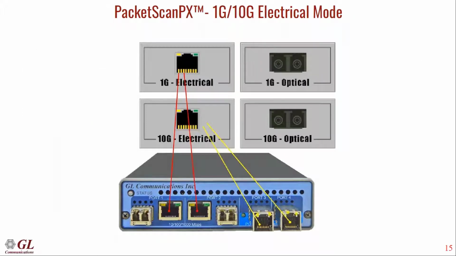So on startup, as I mentioned earlier, you can run it in either 1G mode or 10G mode. Again, for each mode, you can select the interface type. So for 1G, you can select electrical. If you select this option, then these two ports will be active, and you can capture on these two ports. And if you select 10G electrical, then if you plug in the electrical SFPs to these ports, you can capture on the 10G electrical interface.